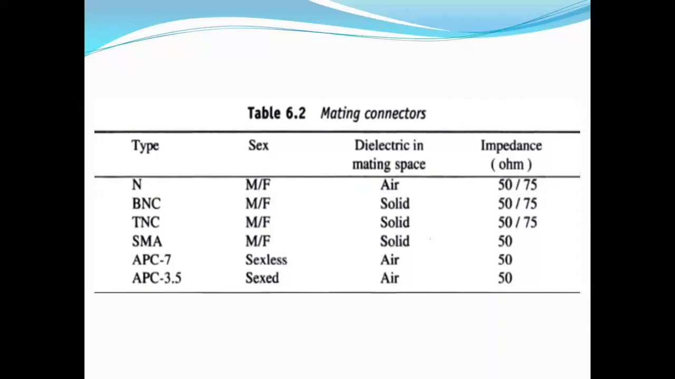Coming to N type, it is in the air. BNC, TNC, SMA, it is a solid connection. Similarly, if you take APC 7 and APC 3.5, their mating is in air. And the impedances which are used, as already told, are 50 to 75 for the first 3 types, and the rest 3 go for 50 ohm impedance. So this is about the coaxial connectors and adapters.